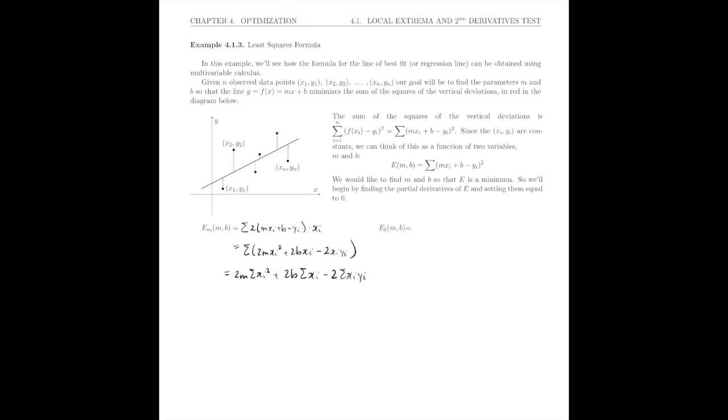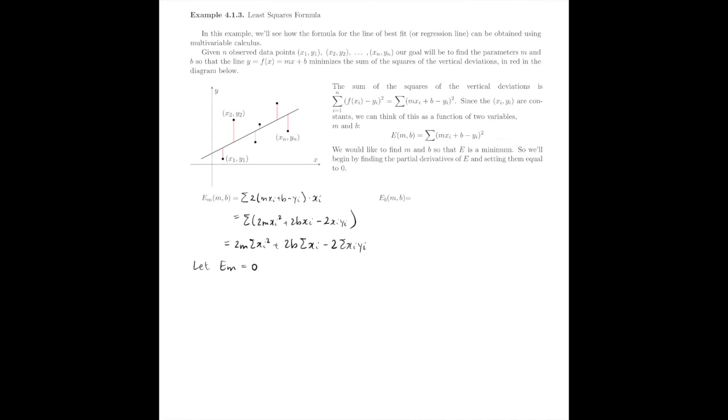Now, we want to let this equal 0, so we'll let e sub m equal 0, which means that we can cancel out all the 2's, and we'll bring the negative over to the other side. So we will end up having m times the sum of xi squared plus b times the sum of xi is equal to the sum of xi yi. Let's do the same thing for e sub b.